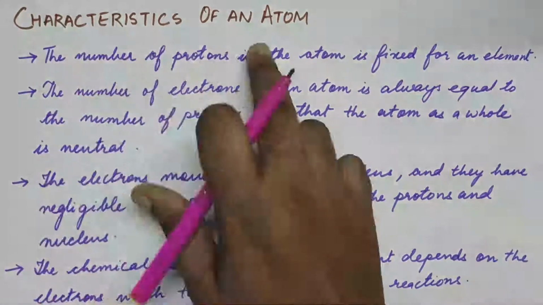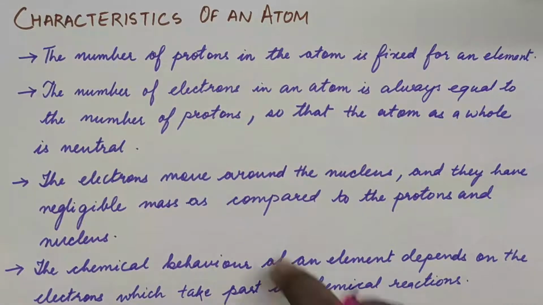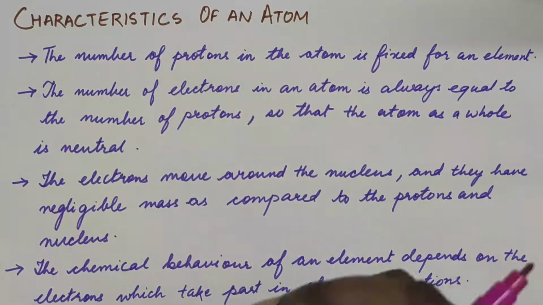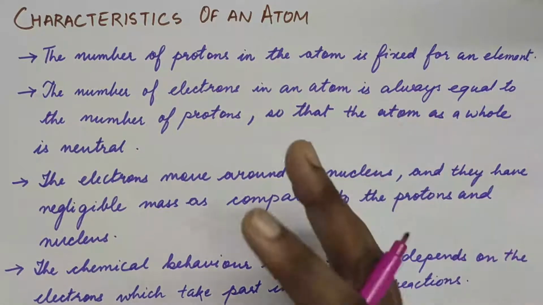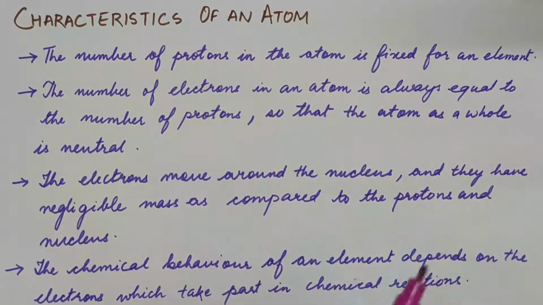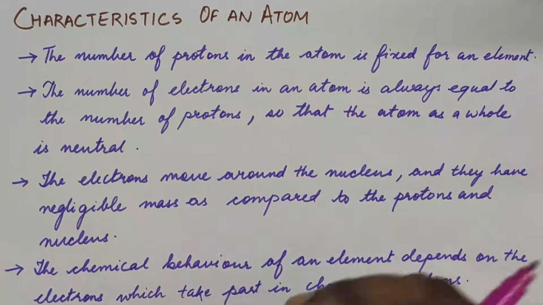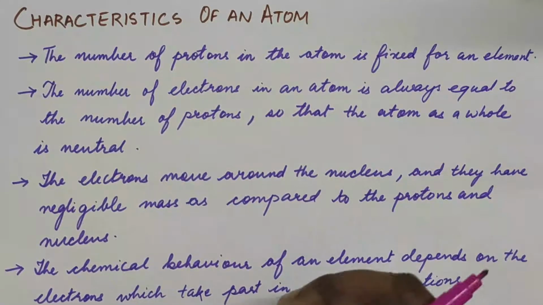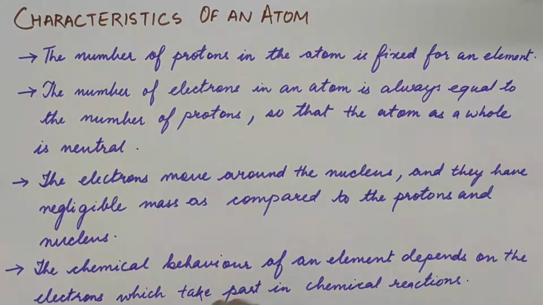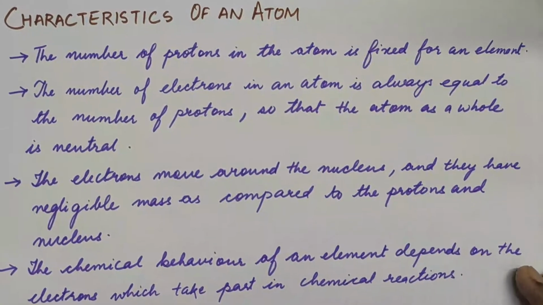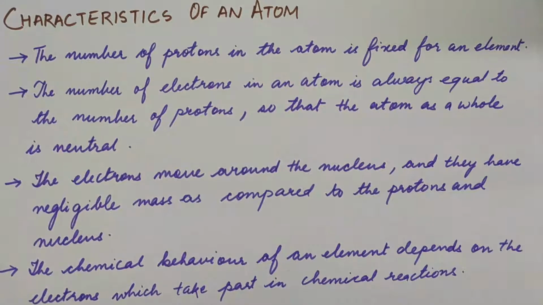Now let us study the characteristics of an atom. The number of protons in the atom is fixed for an element. You have to remember that an atom of one element has a different number of protons than the atom of another element. So the atoms of an element are identical. Therefore, atoms of different elements are different. For example, sodium has 11 protons. Magnesium has 12 protons. Chlorine has 17 protons.